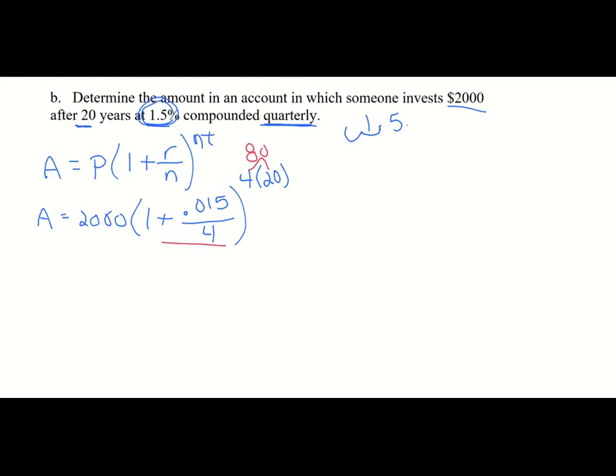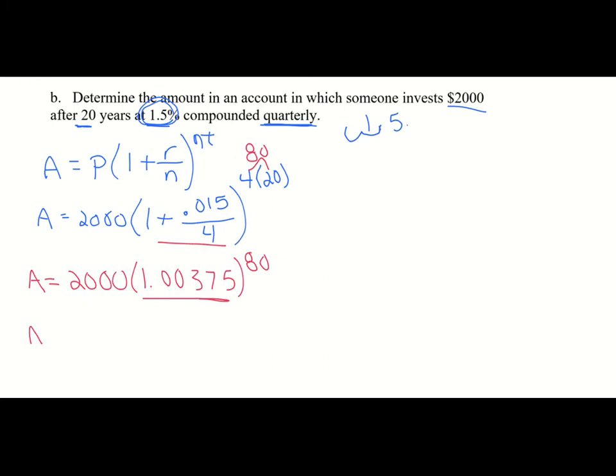Next, I'm going to do the parentheses first. So I'm going to do my 0.015 divided by 4 and add 1. And I did division before addition because order of operations says that. So right now I have 2,000 times 1.00375 raised to the 80th power. So now I'm going to take that 1.00375 and raise it to the 80th power.